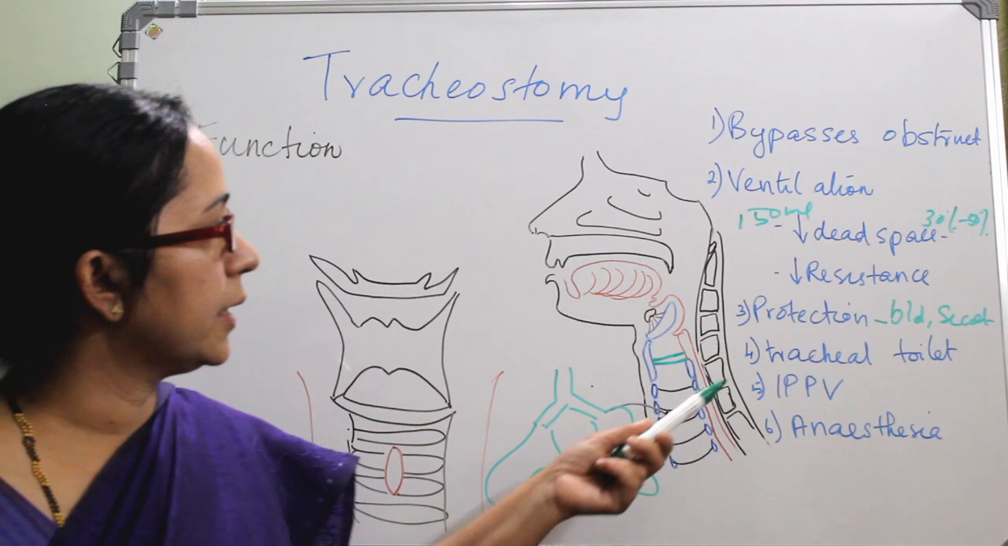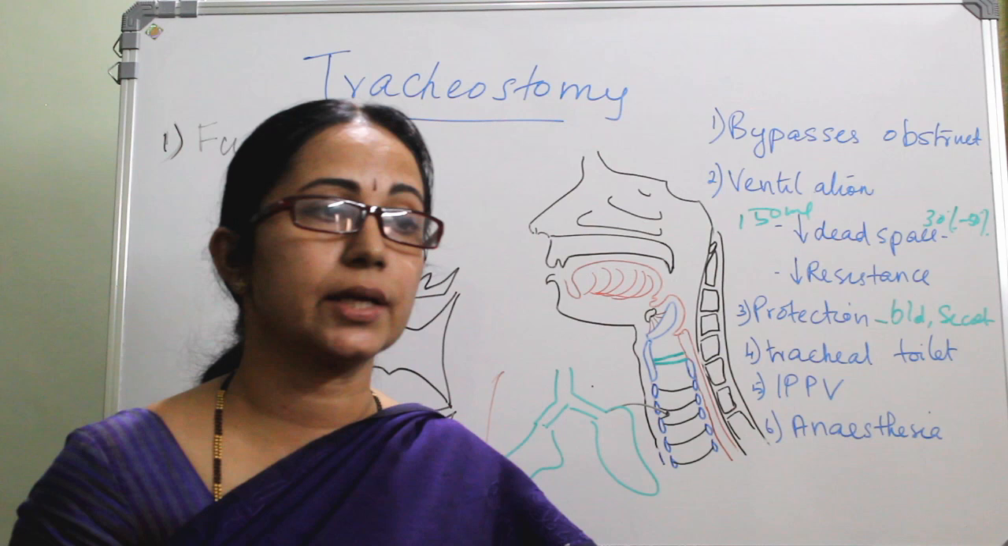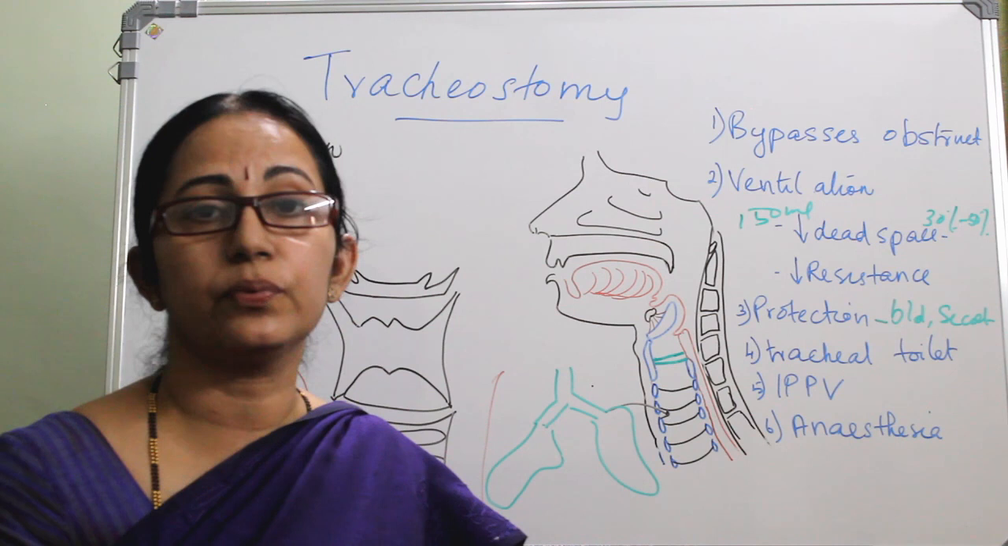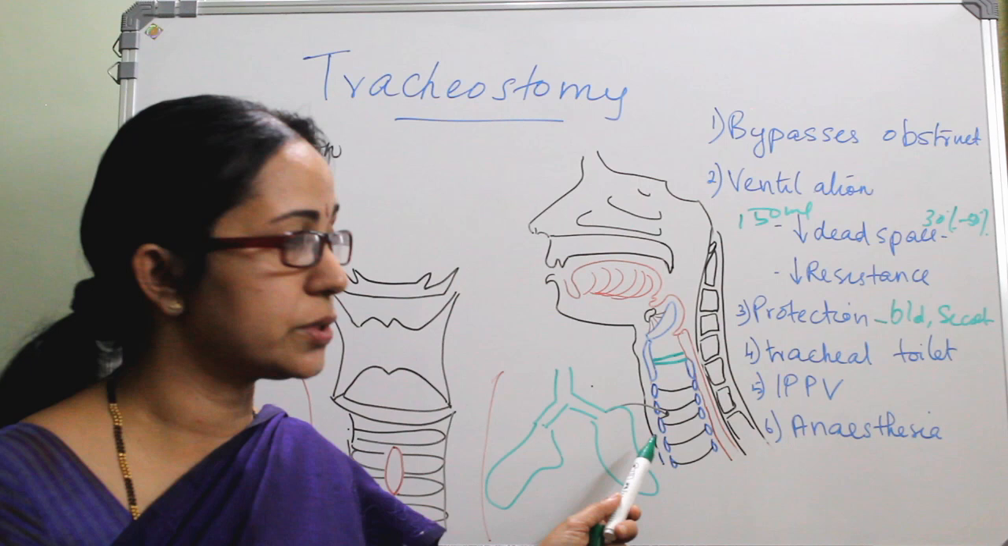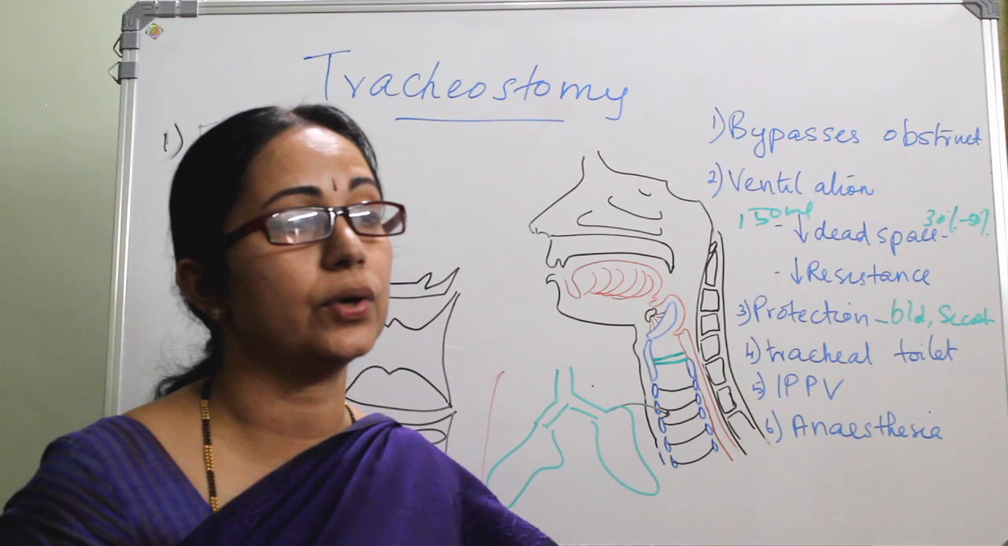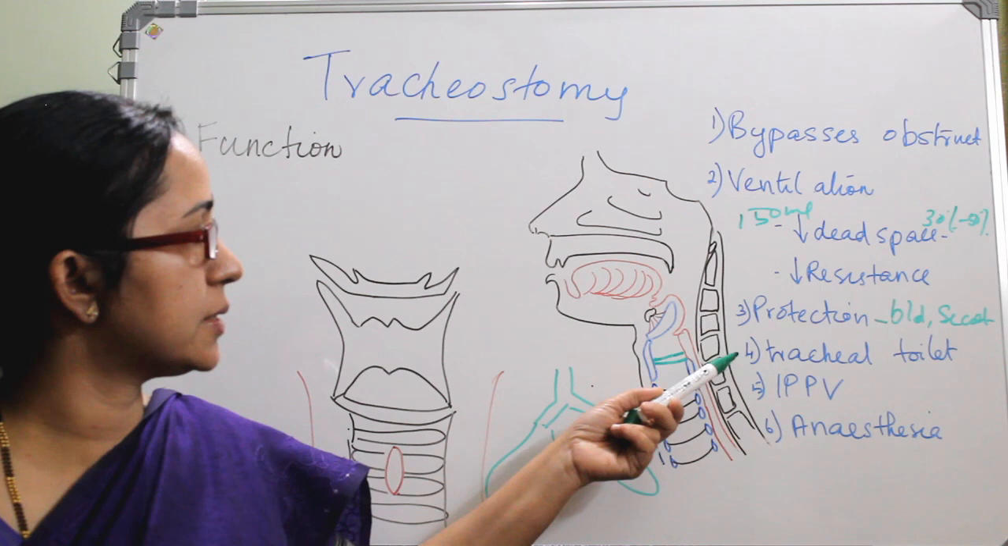And then tracheal toilet. What is that? We have to give frequent suction in cases of respiratory insufficiency, painful respiration, or paralytic disorders. In all these conditions, there will be collection of secretions in the tracheobronchial tree. By doing a tracheostomy, we can give suction through it, so that we can avoid repeated intubation or bronchoscopy, etc. So that is tracheal toilet.